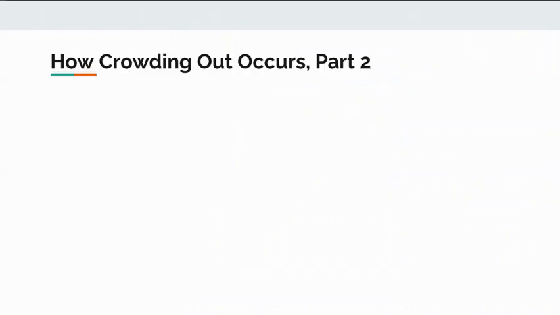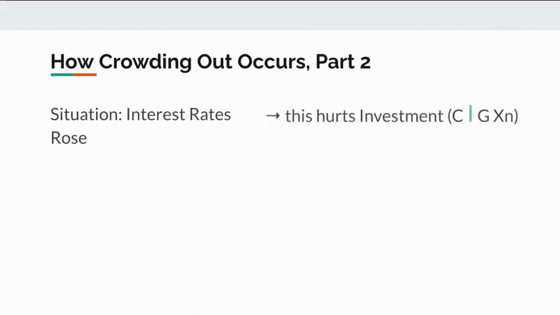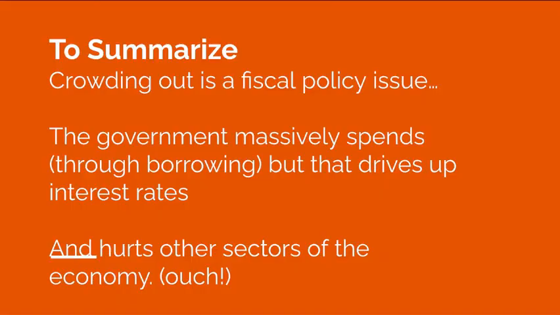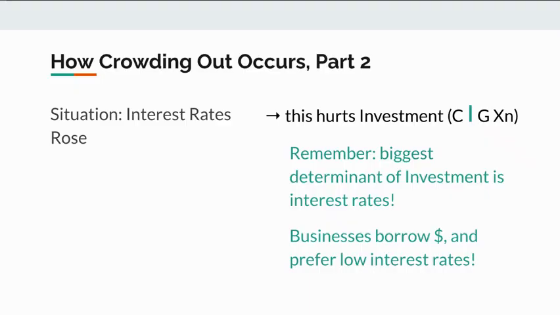Okay, now this is part 2. How crowding out occurs, part 2. So again, we know that interest rates have risen. This is going to hurt investment spending, the I component of CIGXN. Remember, the biggest determinant of investment spending is interest rates. We talked about this day 2 or day 1 of this unit. When businesses borrow money, they prefer low interest rates. But if interest rates have risen, that's going to deter or hurt investment spending.